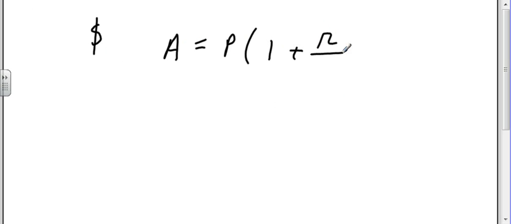So if we have money, then the amount of money I have is the principal I invested, times 1 plus whatever the rate is, divided by the number of times a year that I compound the interest, to the power of the number of years times that number. So if I do this and say I'm going to get 10% interest over 10 years, I come up with a really cool number.